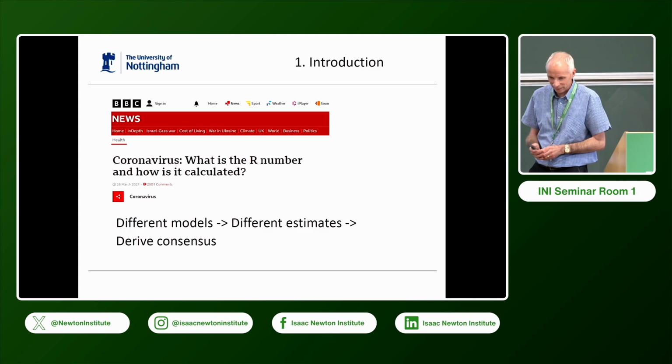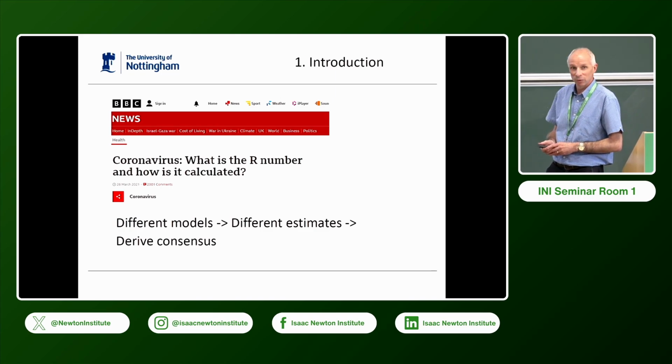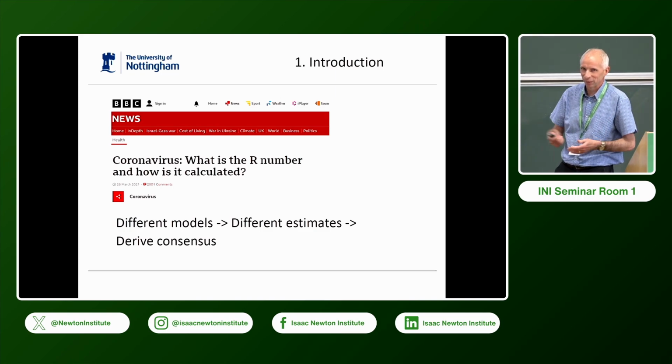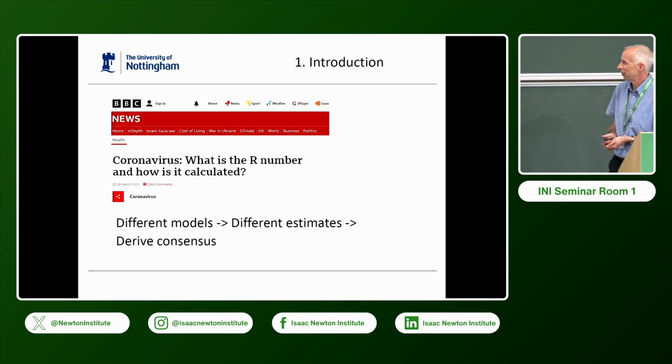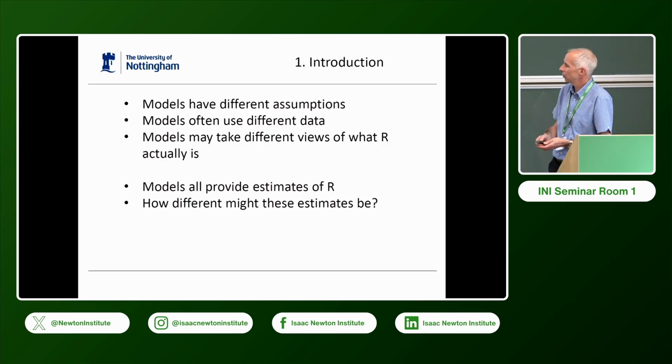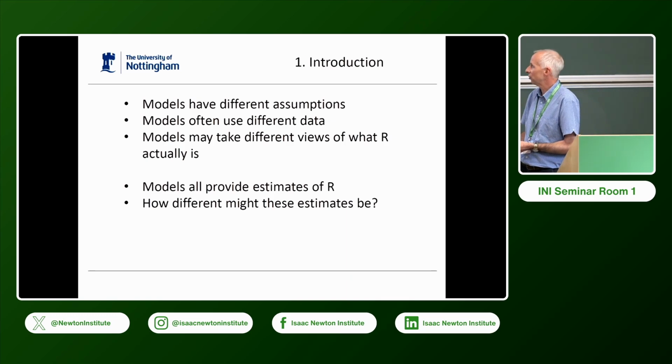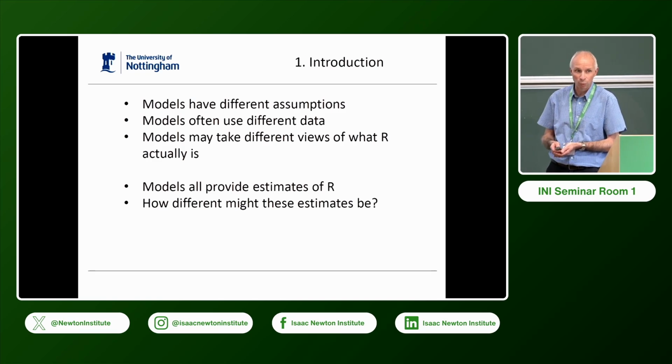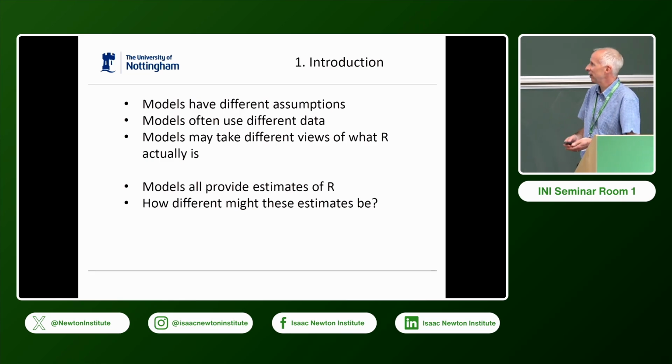So first of all, let me motivate what this is all about. If you go back to the pandemic, here's something we've already talked about, the R number, which is very popular in the UK media and all over the world. How was the R number calculated in practice? There are different models and different estimates. You put them together and derive a consensus in some manner. The models used would often have different assumptions, slightly different data, and may even have a different view of what R actually was. So that's another issue. But nevertheless, they all provide estimates of R.